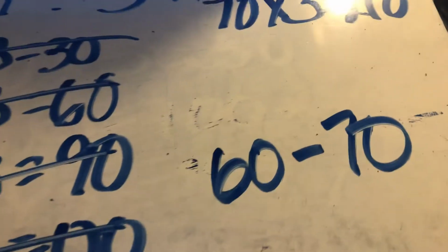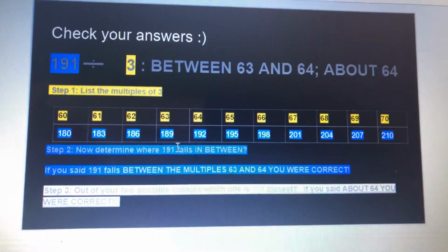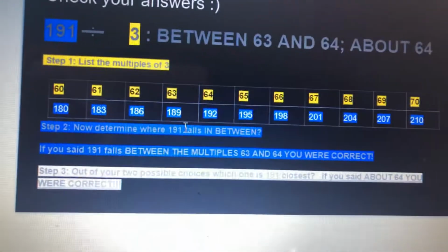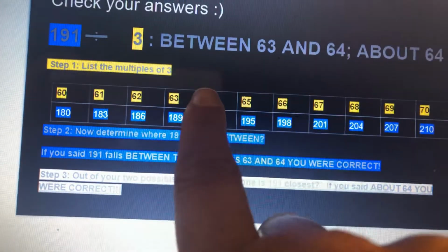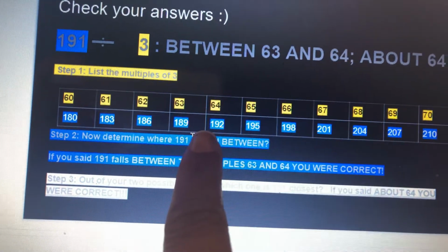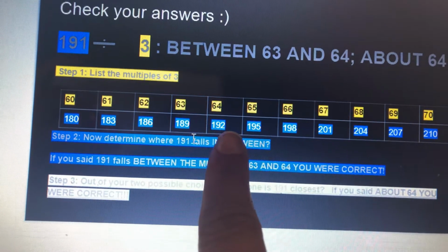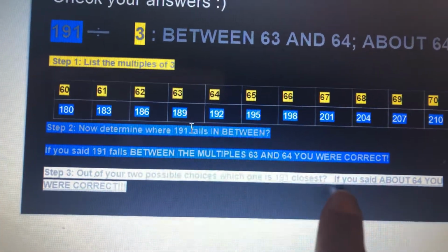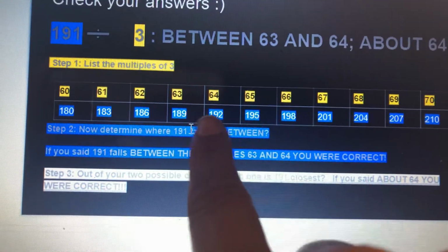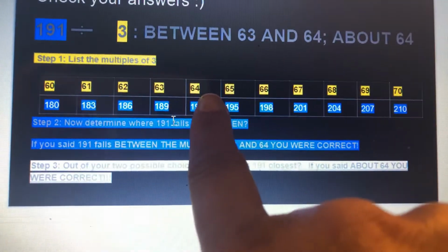All right, so then your chart should look like this. If you're going through it, you will see that as you list them, we keep going, and eventually we fall in between here, which is 63 and 64, right? 191 falls between 189 and 192. So if you listed that, you were correct, and it was closest to 64. 191 is closer to 192 than 189, so it was closer to 64 there.